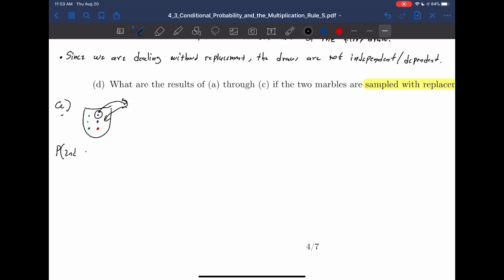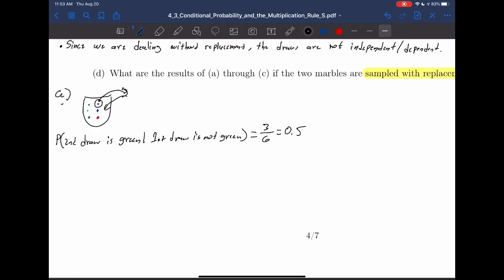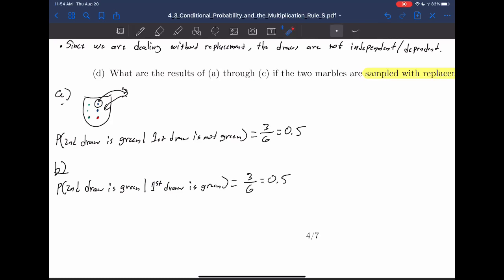So the probability of you getting a green marble on the second draw, given that the first draw was not a green marble, is going to be 3/6, or 0.5. And it's kind of the same thing for part B. If we take out a green marble, since we're doing replacement, we put it back, so it stays the same. So the probability of drawing a green marble, given that the first marble was also green, is also going to be 3/6. So it's a little bit easier.